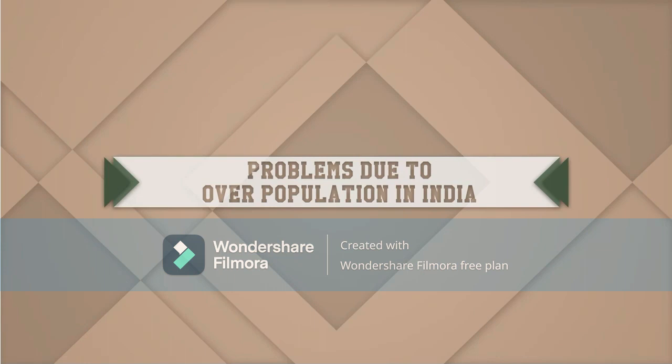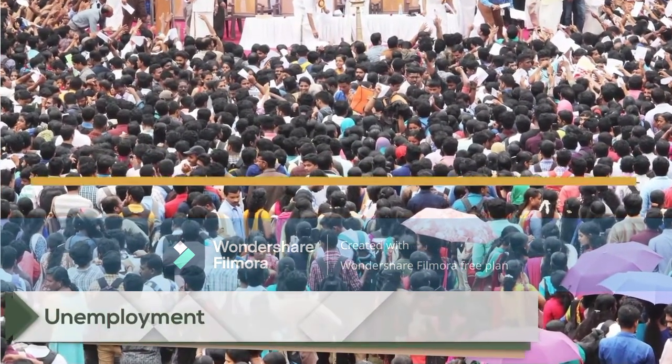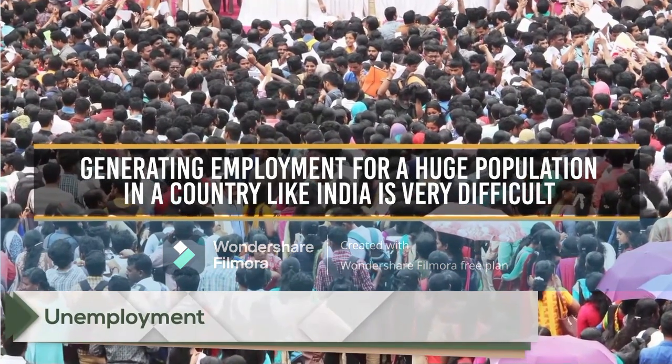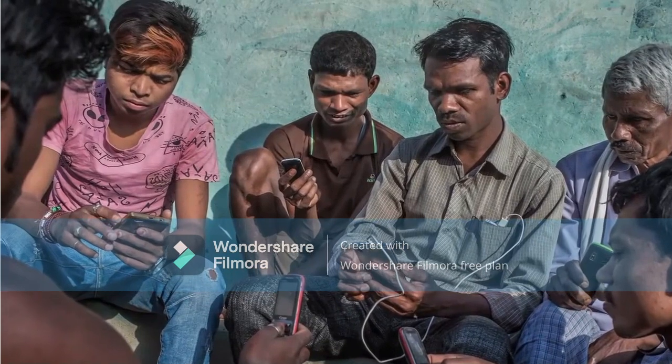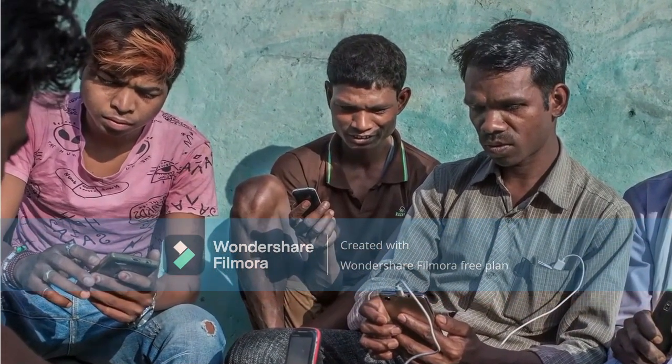The problems due to overpopulation in India are unemployment. Generating employment for a huge population in a country like India is very difficult. The number of illiterate persons increases every year. Unemployment rate is thus showing an increasing trend.